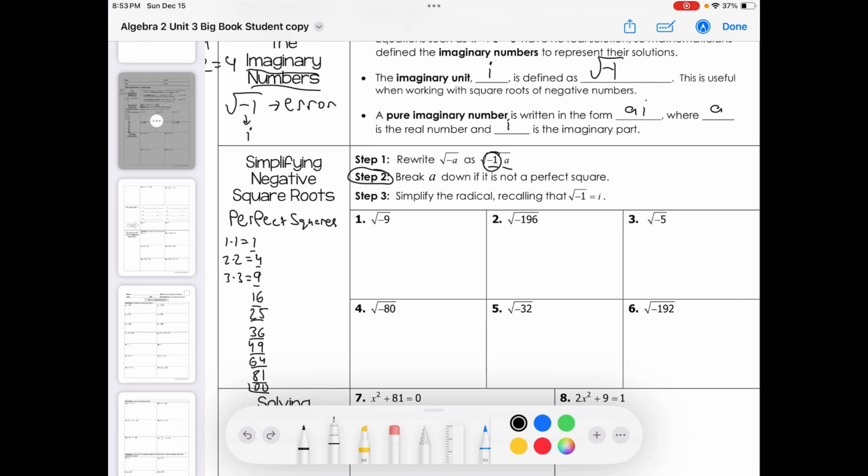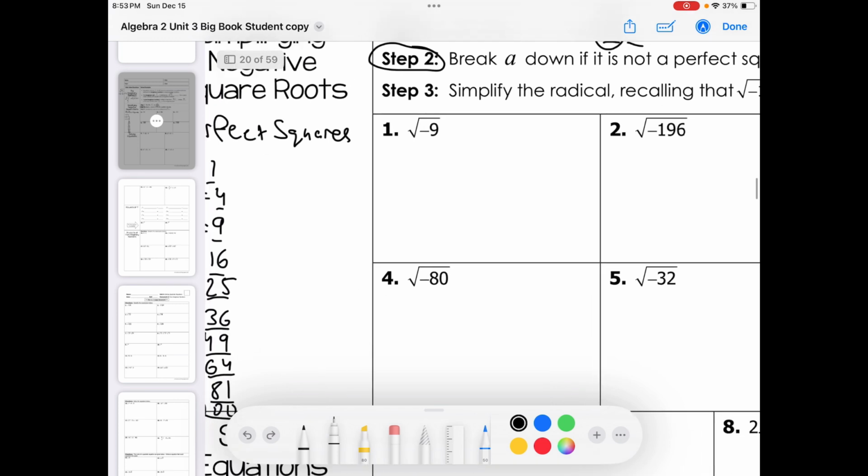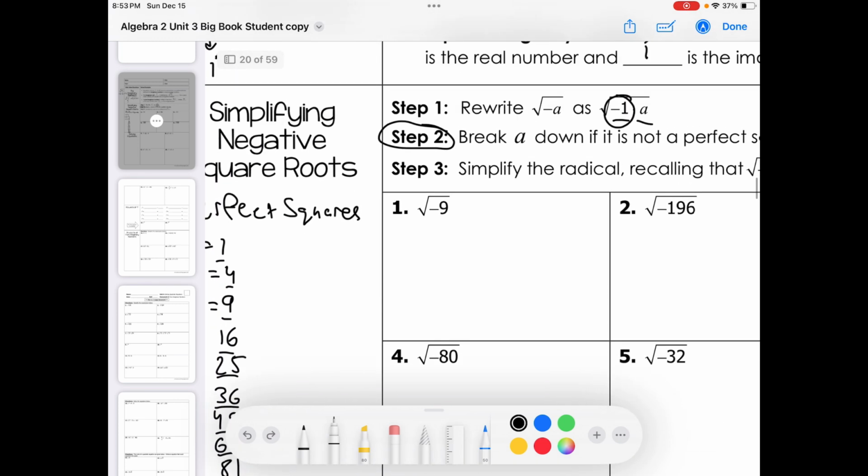So let's look at some examples. For number 1, we have the square root of negative 9. The first step would be to rewrite this as the square root of 9 times negative 1. Instead of negative 9, we'll break it into 9 times negative 1. Now you can break a square root, if you are multiplying two numbers together, into two different square roots. So you can say that this is the square root of 9 times the square root of negative 1.